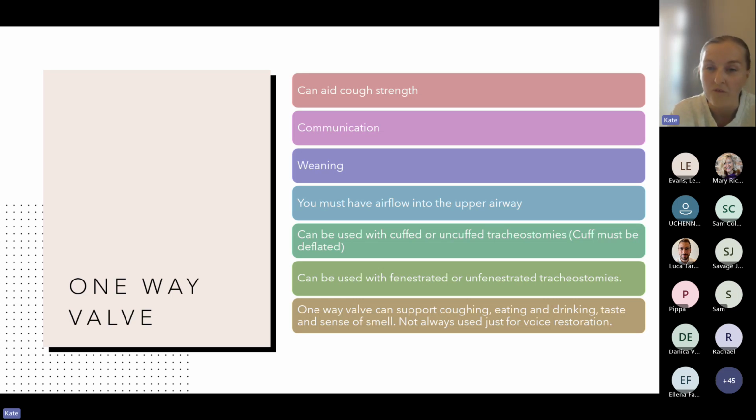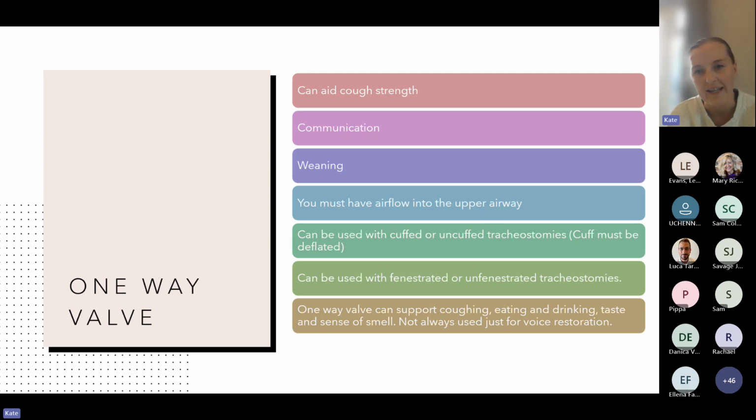One-way valves are a wonderful thing. They can aid your cough strength, they can aid communication, they definitely aid weaning, but you must have airflow into the upper airway, as I said earlier. They can be used with cuffed and uncuffed trachees, just make sure your cuff is down, and they can be used with fenestrated or unfenestrated trachees. When you're considering what tube to use, you need enough airflow around the tracheostomy for the one-way valve to work.